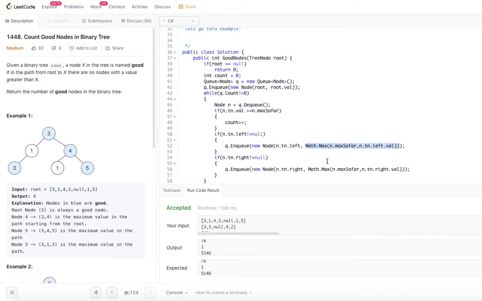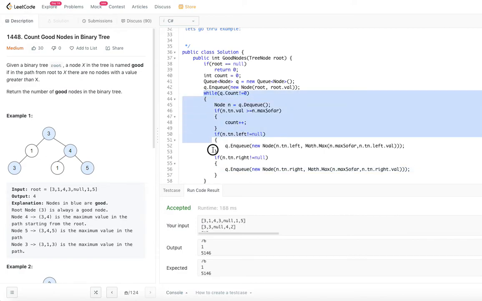And this is where we are keeping track of the maximum value, right? So what is the maximum so far? We need to update that. So we will put the maximum so far and the left node's value, right? And maximum so far and right node's value. So we are enqueuing into the queue the corresponding right node and the corresponding maximum so far, right?